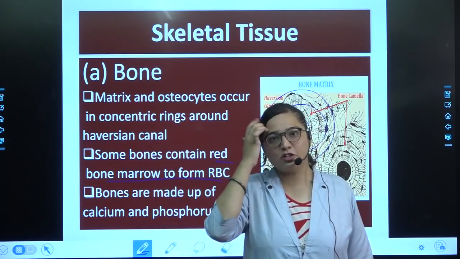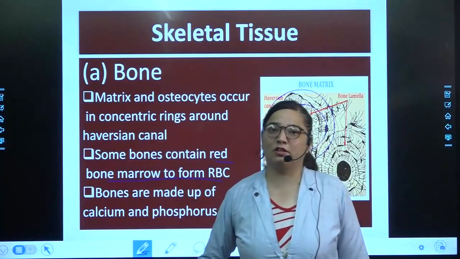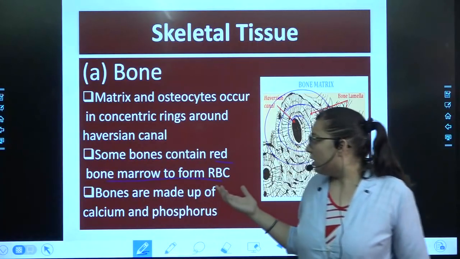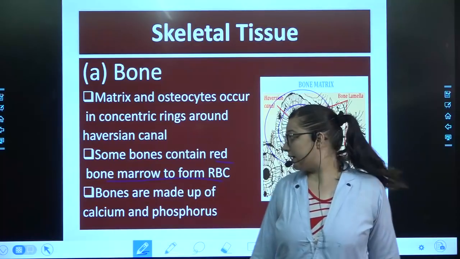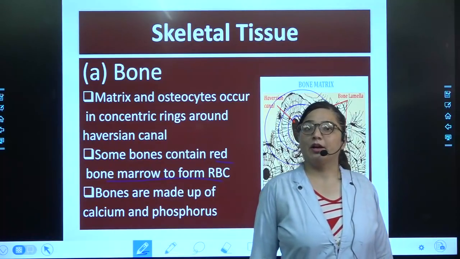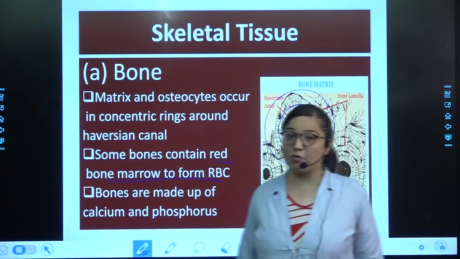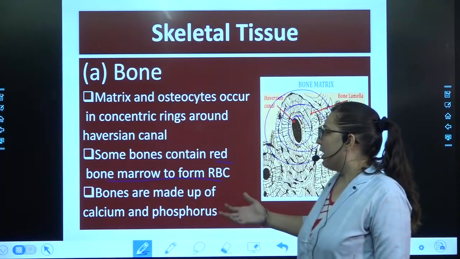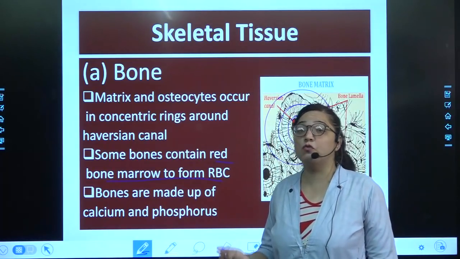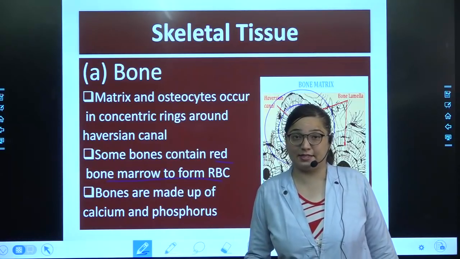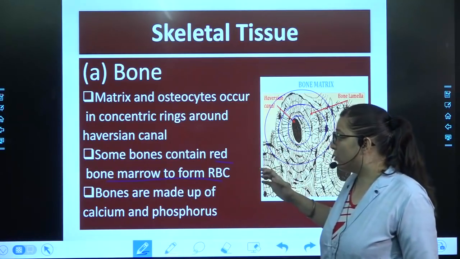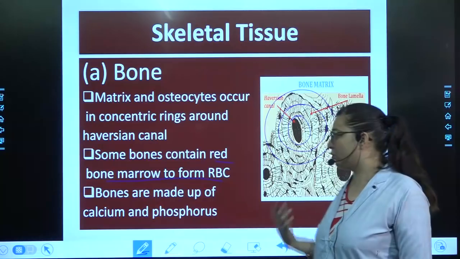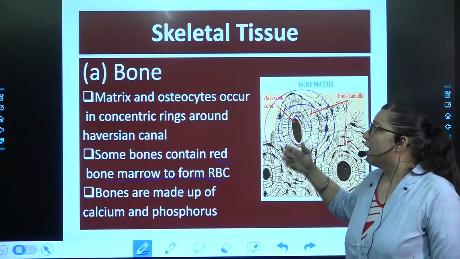And even in the last movie of Ritik, there was a talk about this, that is the red bone marrow. The transplantation of red bone marrow was done. So red bone marrow, its basic function is to form the red blood cells. So some bones contain red bone marrow to form RBCs.